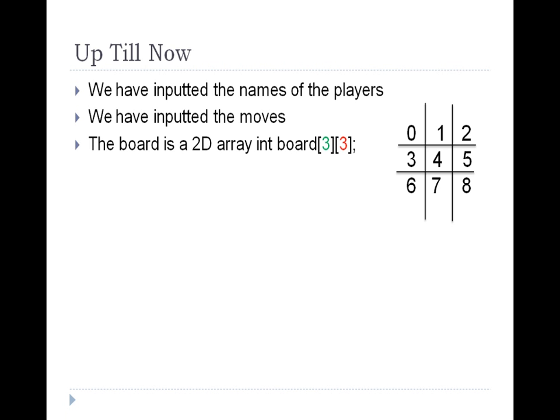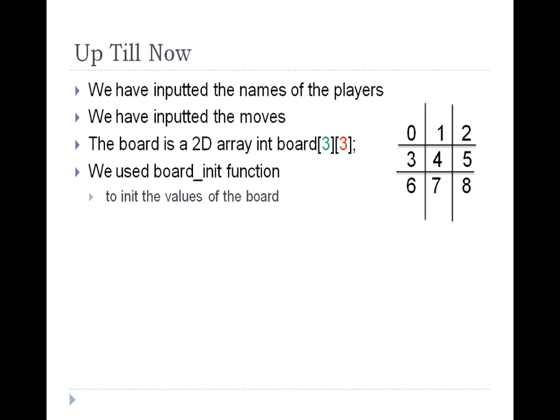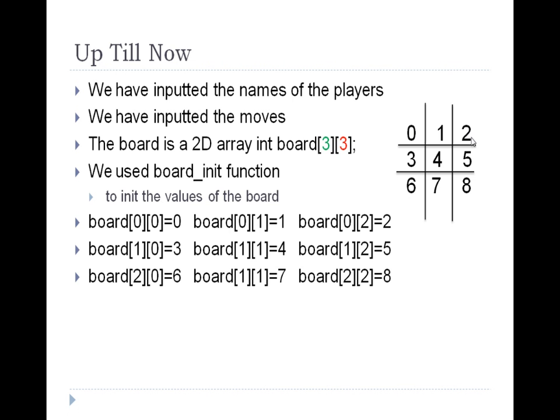Now remember that the board is a two-dimensional integer array, and we have used the board init function to initialize this array. Now what are the values that we have initialized? 0, 0 of the board is 0, then we have 1 over here, 0, 2 is 2, and so on. So these are the values that we have entered as initial values of the board, and these initial values are also the positions of the tic-tac-toe board.